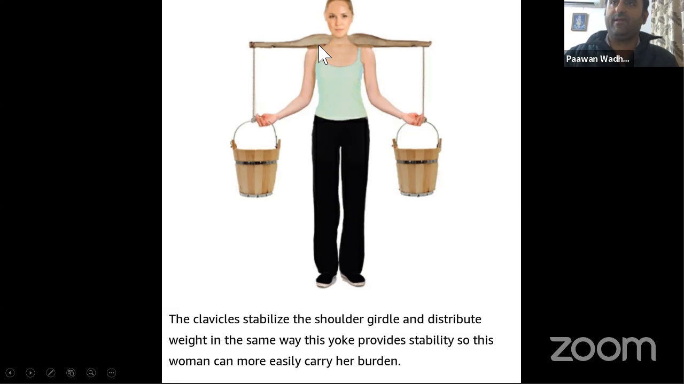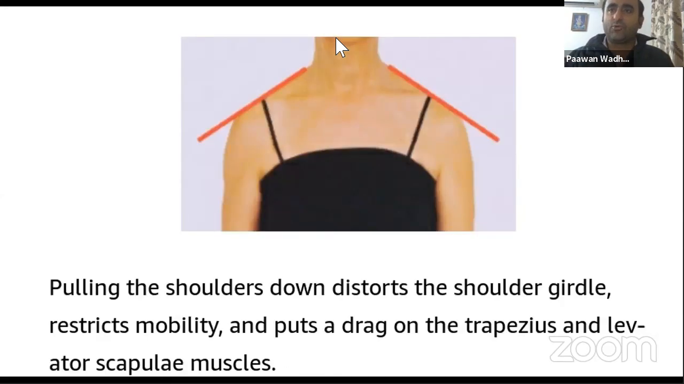So if the clavicle and muscles of your shoulder girdle are well made, your neck will not be carrying ill-distributed weight. It means the neck will become more stable if your shoulders and shoulder girdle have become strong. Pulling the shoulders down distorts the shoulder girdle, restricts mobility, and puts a drag on the trapezius and levator scapulae muscles. If your shoulders are down a little more, the anatomy of your shoulder girdle is distorted and your neck will be in tension.